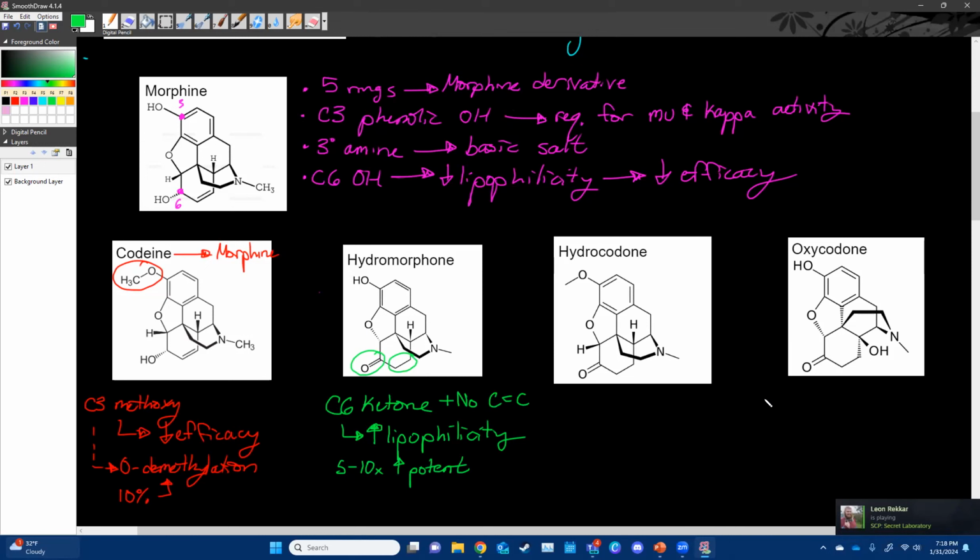Why is it more potent? Because it's 5 to 10 times more able to cross the blood-brain barrier. So what's the result of having this change? Increased receptor affinity. Much, much better.